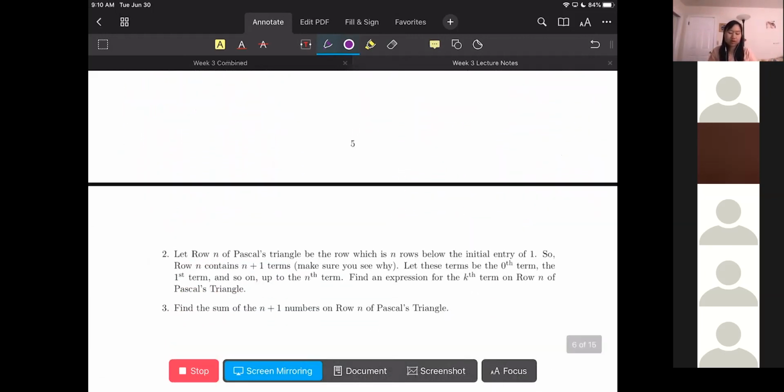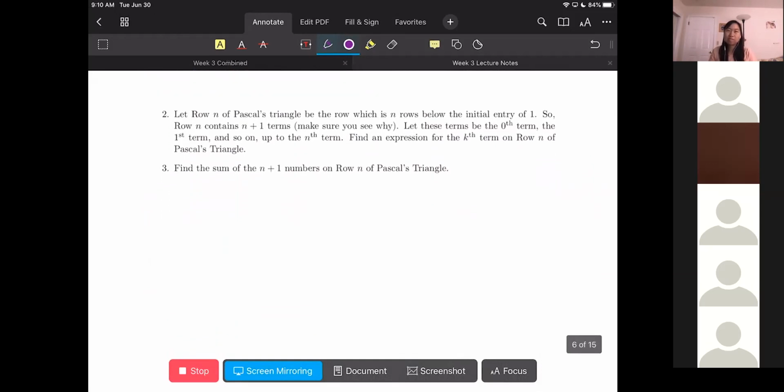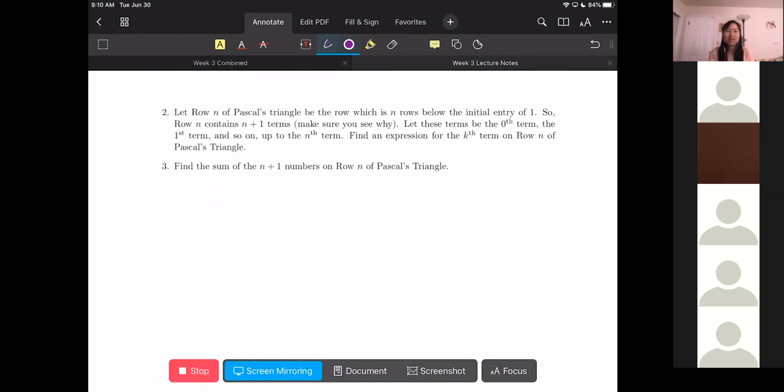How many of you have heard of Pascal's triangle? Yeah, I've heard of it. I haven't heard of that. Okay, that's okay. I'll explain what it is. Basically, Pascal's triangle, we can build it in this way.